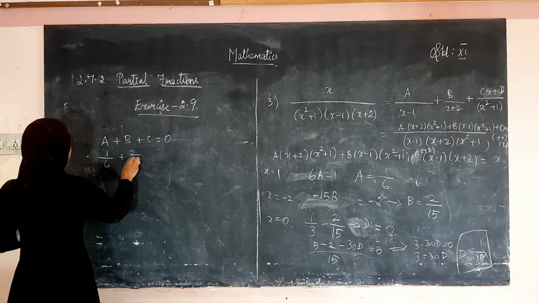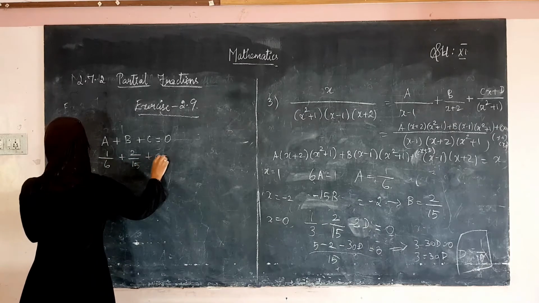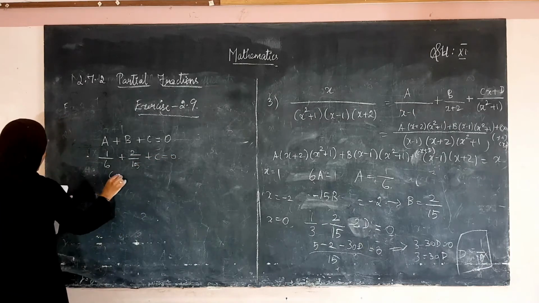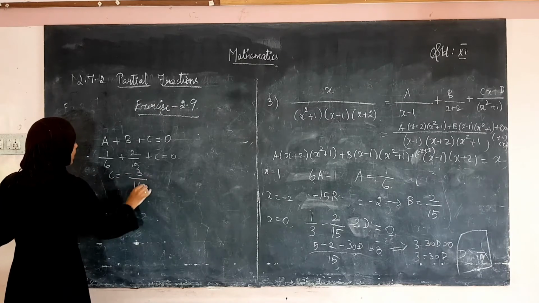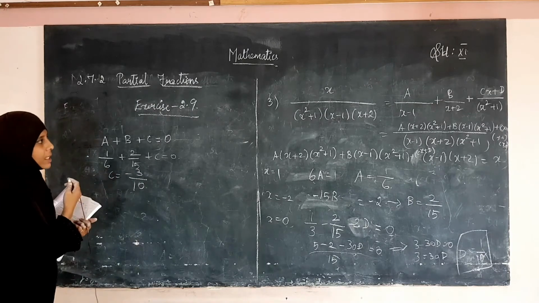b is 2 divided by 15 plus c is equal to 0. Then you will be getting the value of c is minus 3 divided by 10.